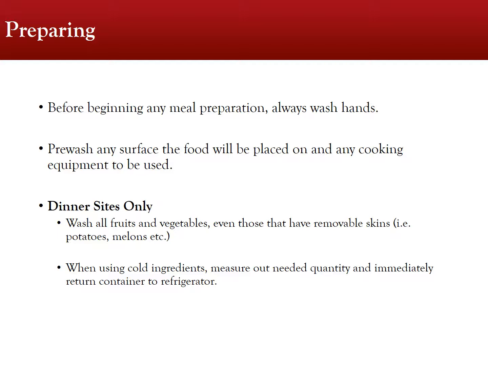We will now go through the proper food safety procedures for meal service, from food preparation to food storage. Sections marked dinner sites only apply to those sites, whereas other points refer to all CACFP sites. Before touching any food, one must first wash their hands. Furthermore, any surface the food will be placed on must be washed. Dinner sites need to ensure that all fruits and vegetables are washed thoroughly, and that when using cold ingredients, to measure out only the needed quantity before immediately returning the container to the refrigerator.